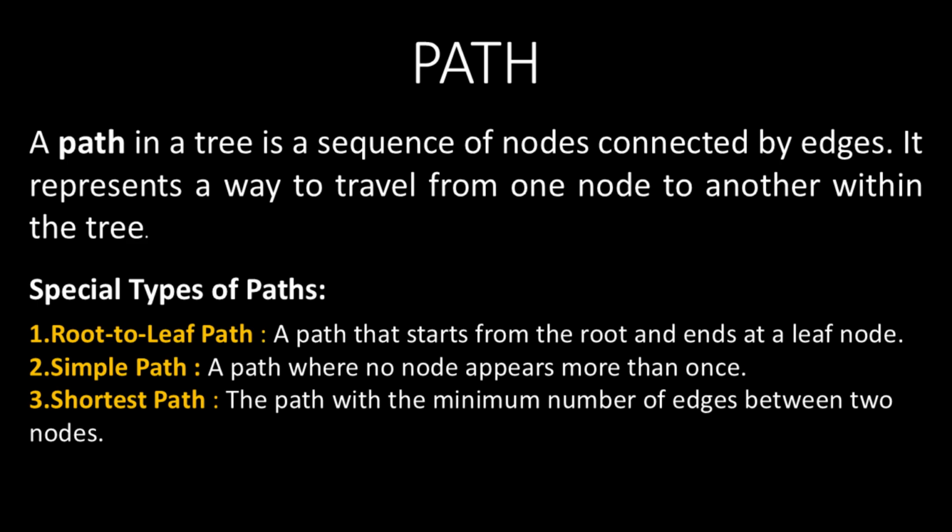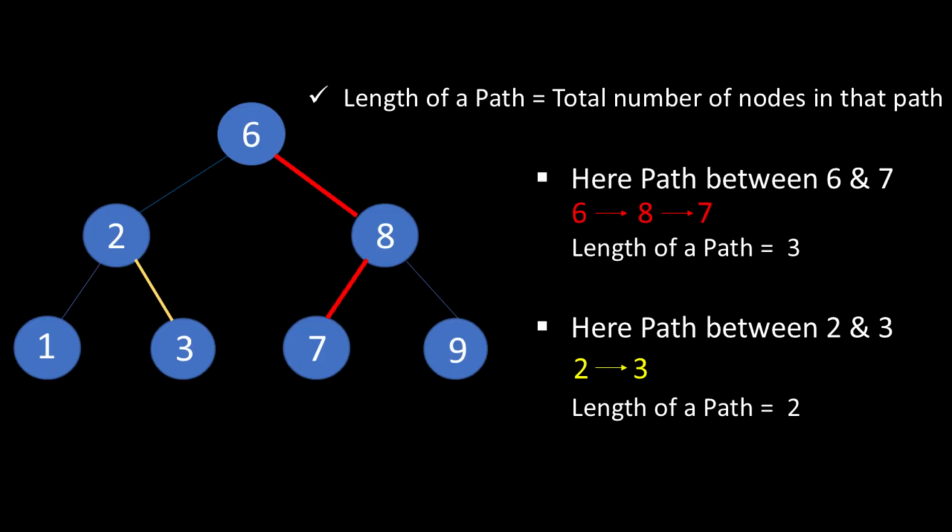The third one, shortest path. The path with the minimum number of edges between two nodes. For example, in a tree, the path from 6 to 7 is 6 to 8 and 8 to 7. So the path length is 2 edges. The second one, the path from 2 to 3 is 2 to 3. So the length is 1 edge.